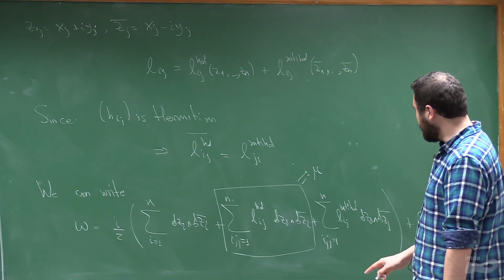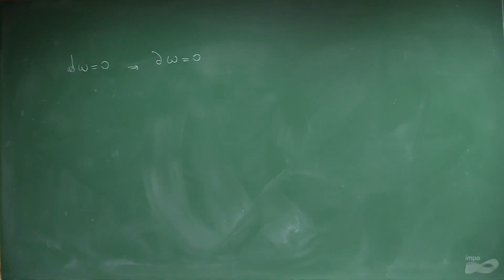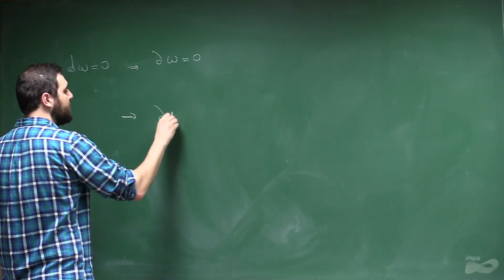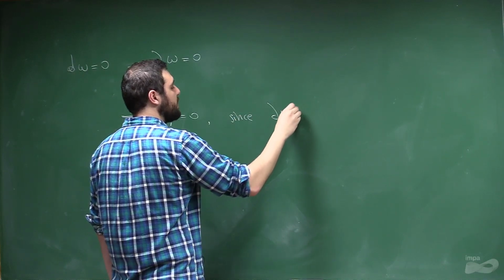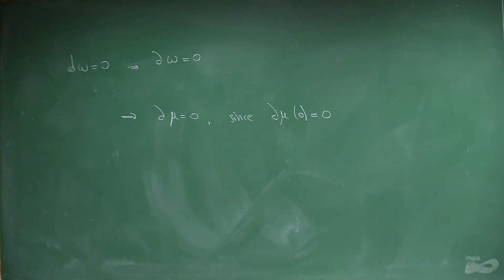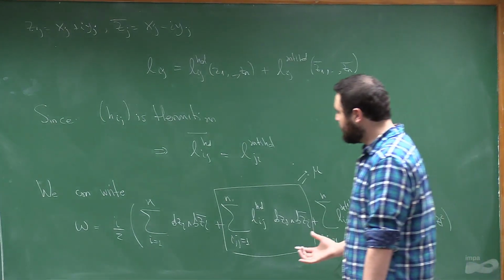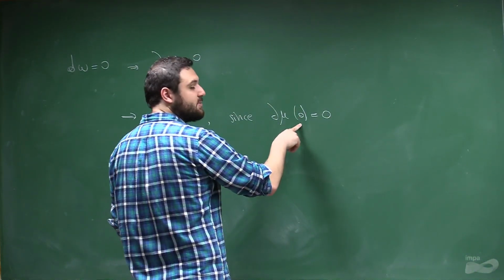And what I claim is that this will be 0. So I claim that this implies that partial of mu is equal to 0. Why? Since I know that the partial of mu at the point 0 is 0. I don't know what will happen with this higher order part, but since it depends on z at order at least 2, when I derive it once, it will also vanish at 0. So I know that this is true for the point z1 up to zn equal to 0.